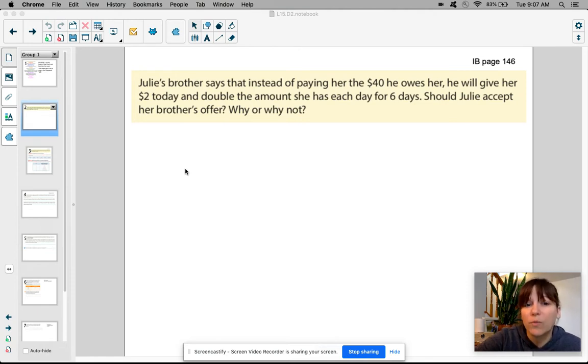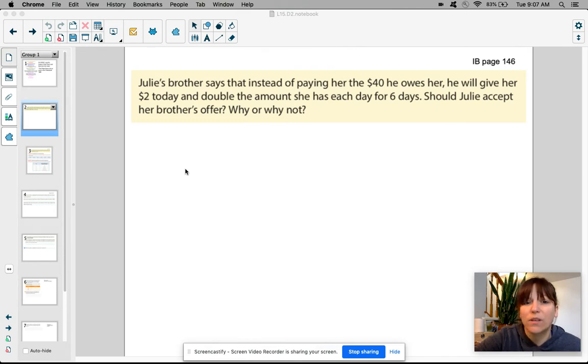It says Julie's brother says that instead of paying her the $40 that he owes her, he's going to give her $2 today and then double the amount she has each day for 6 days. And our job is to figure out, should Julie accept her brother's offer? Why or why not?